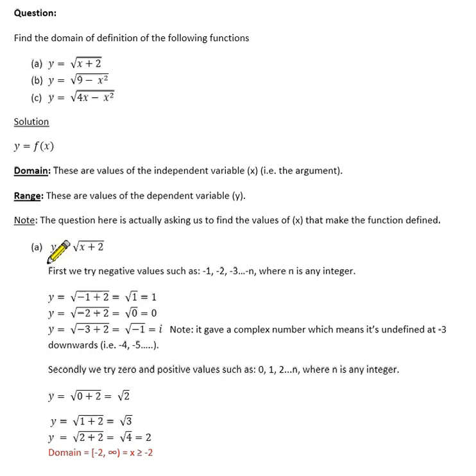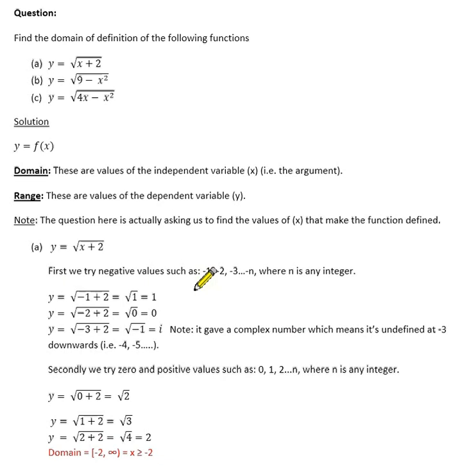So we have a function y equals the square root of x plus 2. The first thing we need to do is try out values such as minus 1, minus 2, minus 3 down to minus n. These are the negative values.